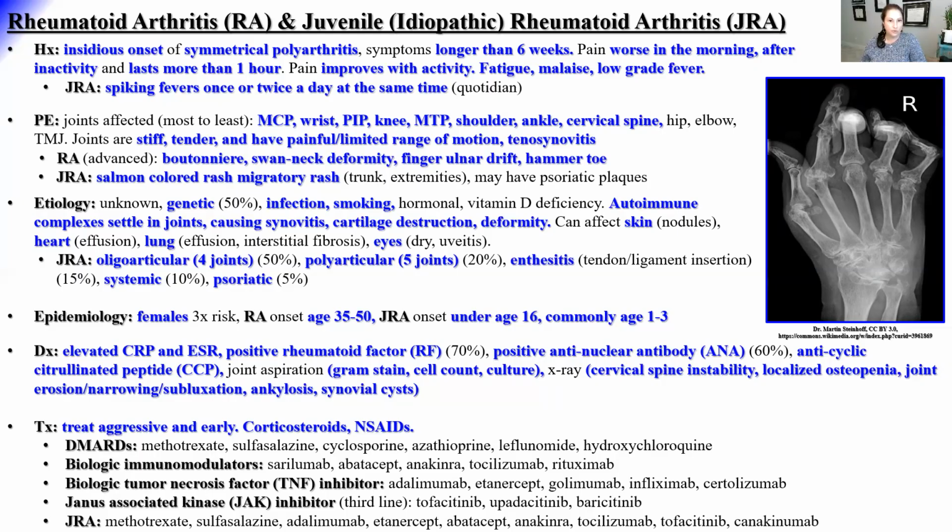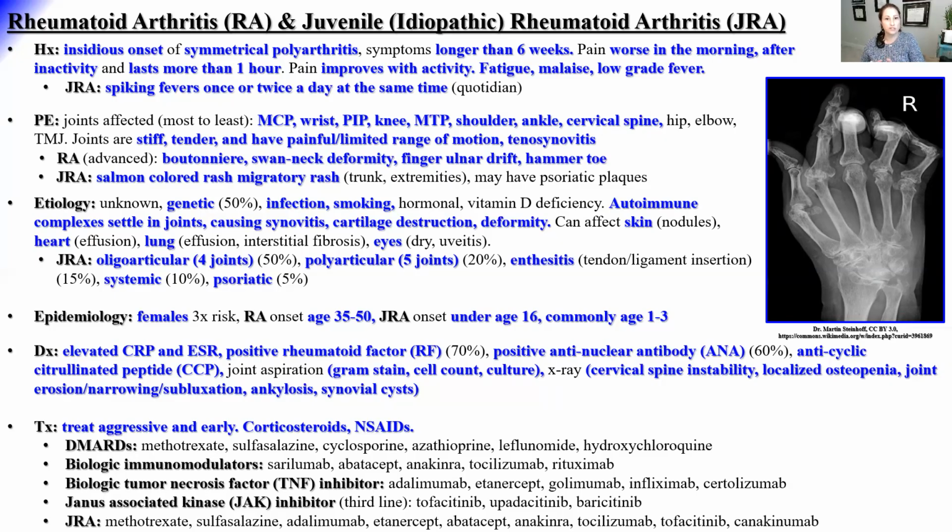In juvenile rheumatoid arthritis, it can be oligoarticular, which is 4 joints or fewer, polyarticular, which is 5 or more. They can also have inflammation at the insertion sites for tendons and ligaments in 15% of patients. It can be systemic in 10% of patients. And then those psoriatic arthritis patients, those will be the ones with the psoriatic plaques. Females are going to be more likely to be affected by this. They have a 3 times increased risk.